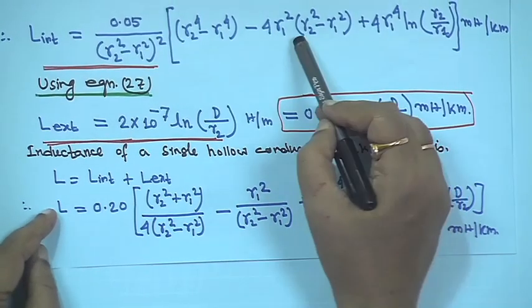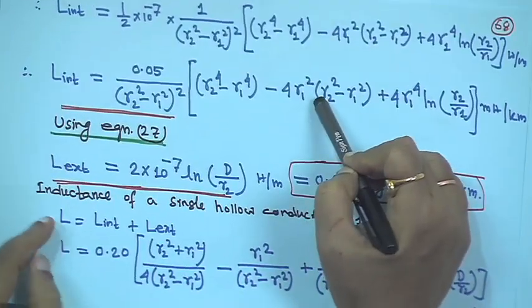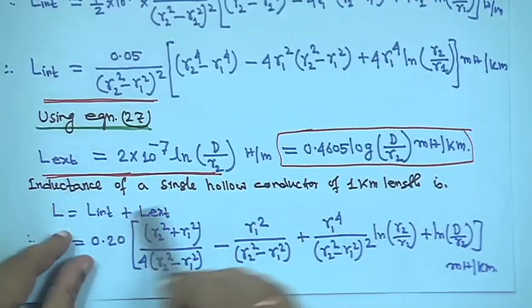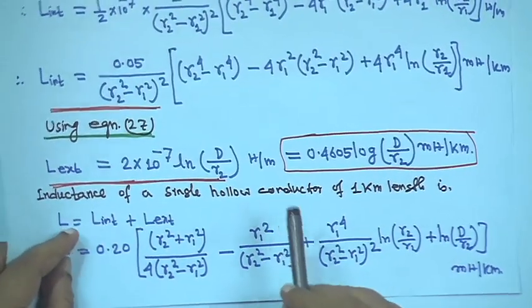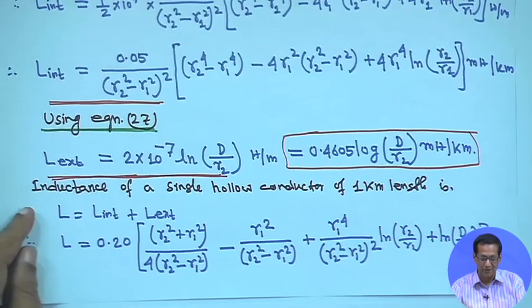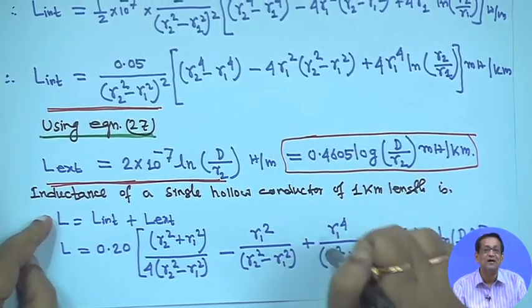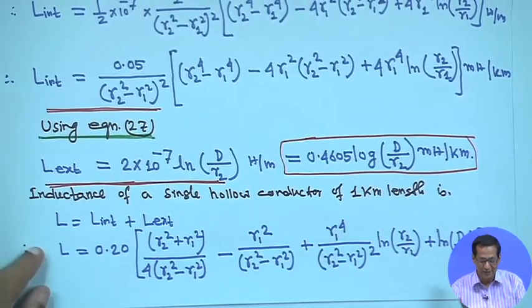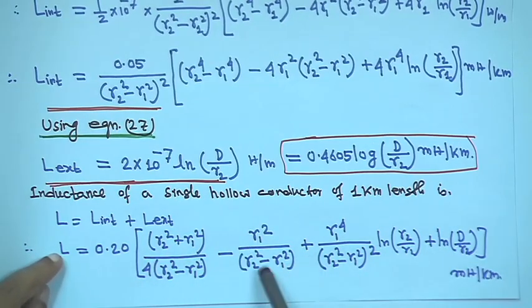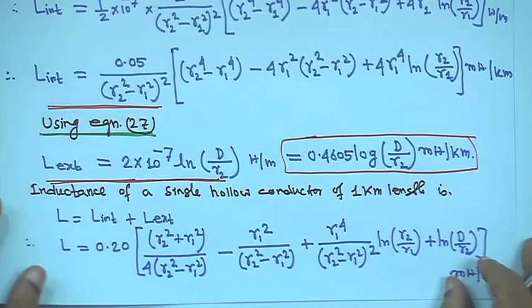So, this is the expression for internal inductance, and this is the expression for the total inductance of the hollow conductor. When the conductor is hollow, naturally the expression is also totally different, right.